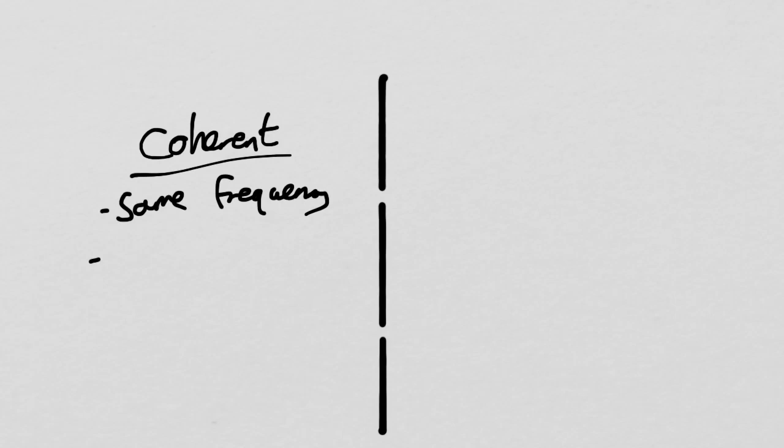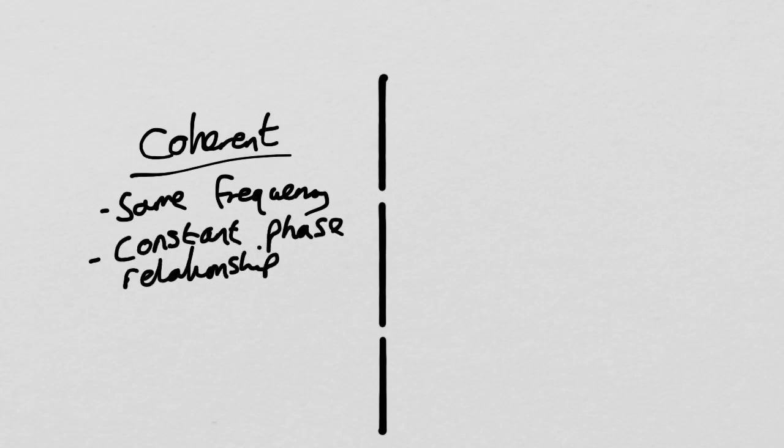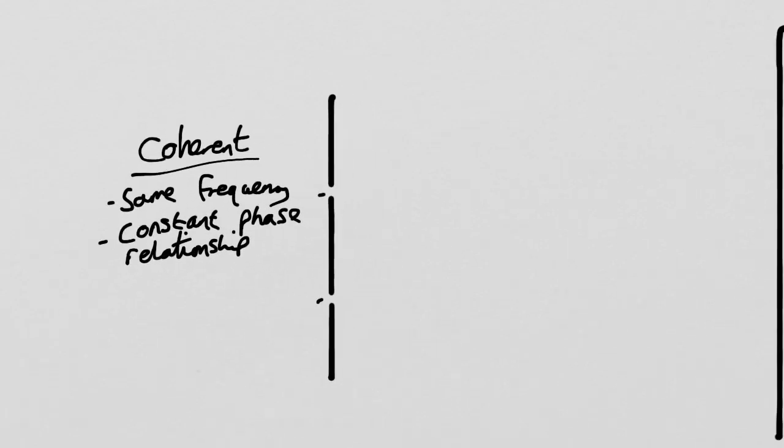Well, the laser light is coherent. What does coherent mean? Coherent means that the two sources are of the same frequency and they have a constant phase relationship. In other words, when they emerge through these slits here, they will be in phase with each other.